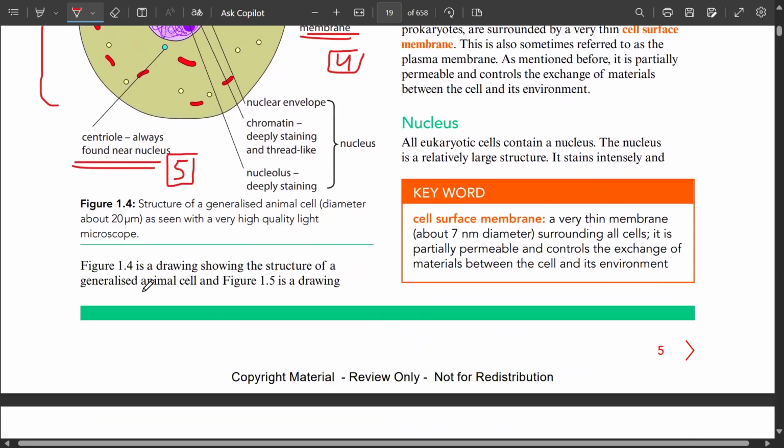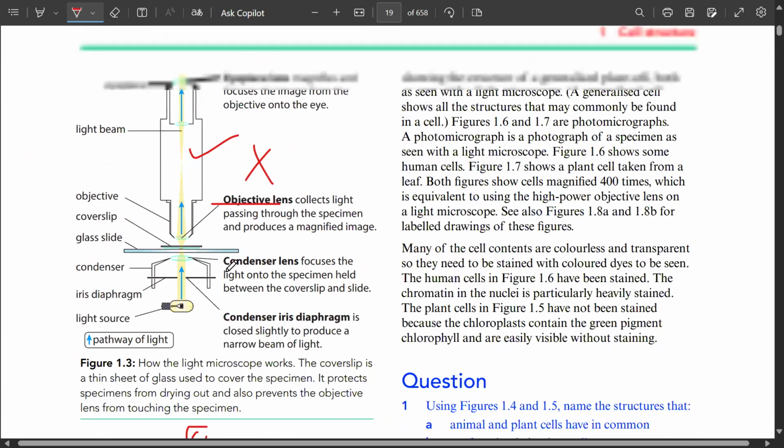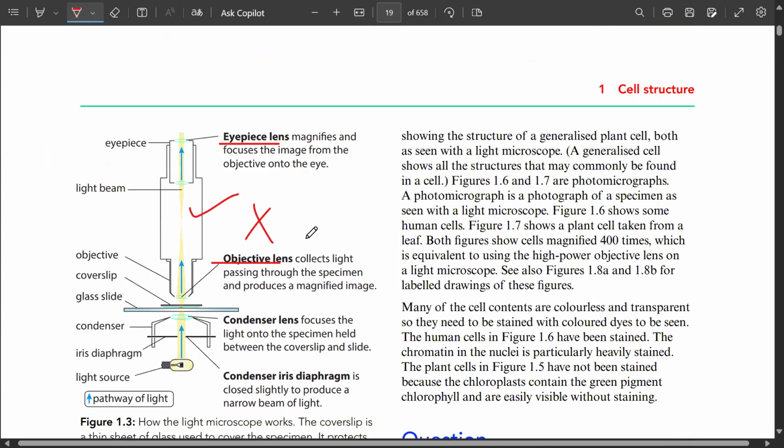So this was just a structure and a generalized drawing of an animal cell that you have to memorize, and you'll be drawing it right now as well. Then we have a generalized plant cell as well, and both of these are seen with a light microscope. All structures can be easily seen. We call the diagram a photomicrograph. Photomicrograph is very important in your AS P3.